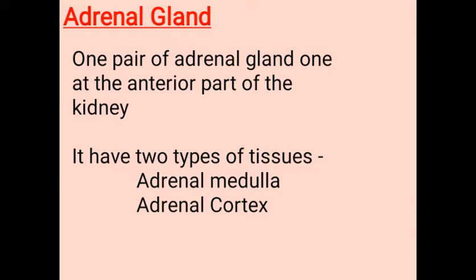The adrenal gland has two types of tissue. It is made up of the adrenal medulla and the adrenal cortex. The adrenal medulla is the centrally located tissue, the tissue of the inside part, and the adrenal cortex is the outer part tissue.